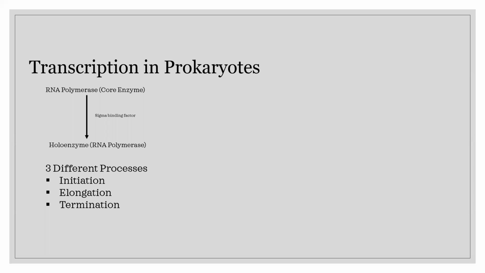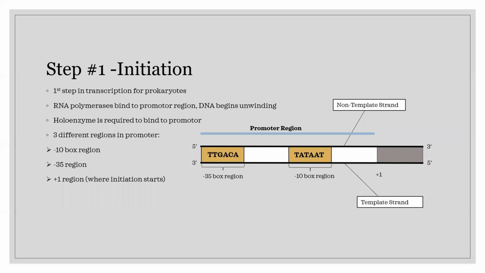The transcription in prokaryotes, an important part of transcription is that the RNA polymerase enzyme starts off as a core enzyme, but through the sigma binding factor turns into a holo enzyme, which is used in transcription. There are 3 different processes, or 3 different steps, through this transcription, being initiation, elongation, and termination.